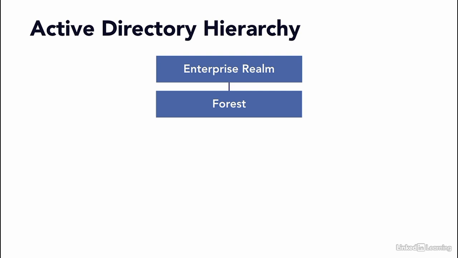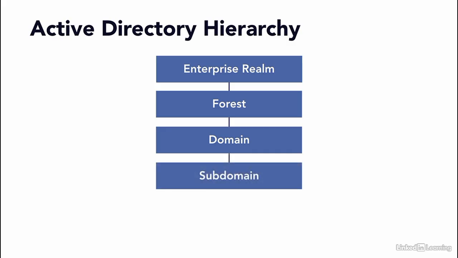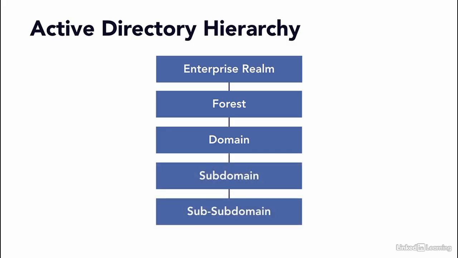Then within the forest we have one or more Active Directory domains, and these are used to separate groups of AD objects in whatever way makes sense to the business. And then we can also create subdomains of an Active Directory domain, sub-subdomains, and so on. How this is done, of course, is decided by the organization's unique structure and operating model. The structure of our Active Directory tree isn't just internal to Active Directory. It reflects how the enterprise is visible in the real world.